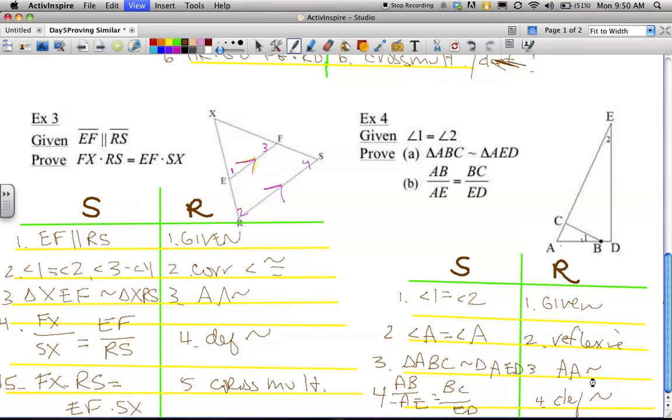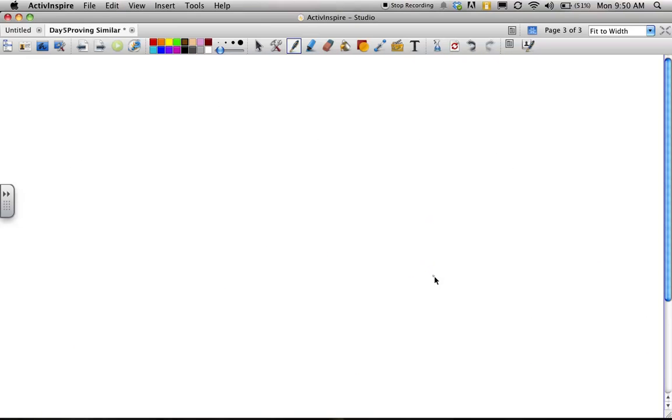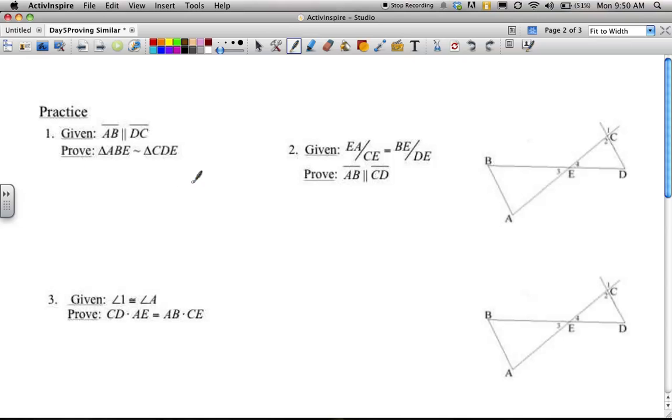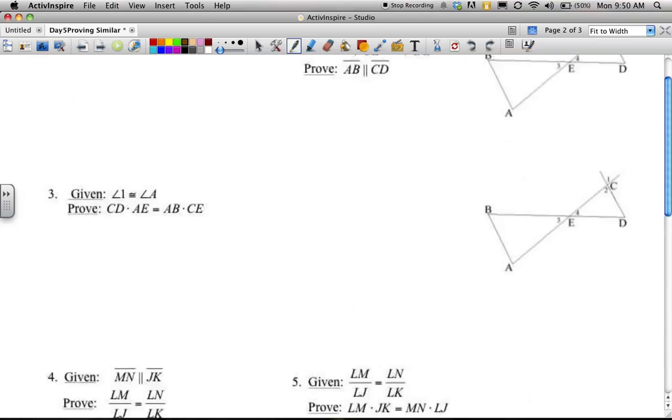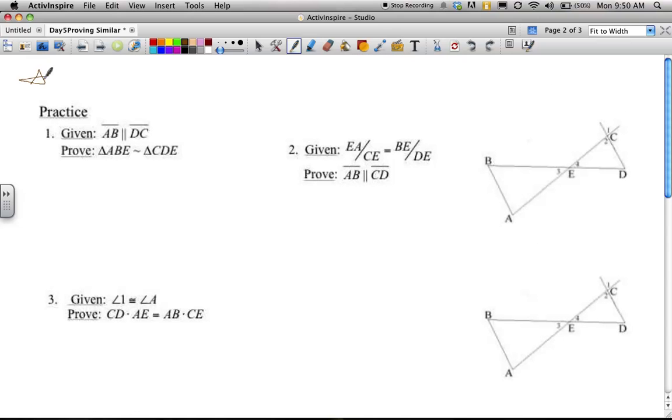So the next page has a bunch of practice problems. How much do they have? There's 5 or 6 of them. Do the best you can, and I'd like you to do at least 3, but look at all of them, and we will go over these next class. At least mark up all of them. In other words, mark up the givens and see what you can. Maybe you can finish it.